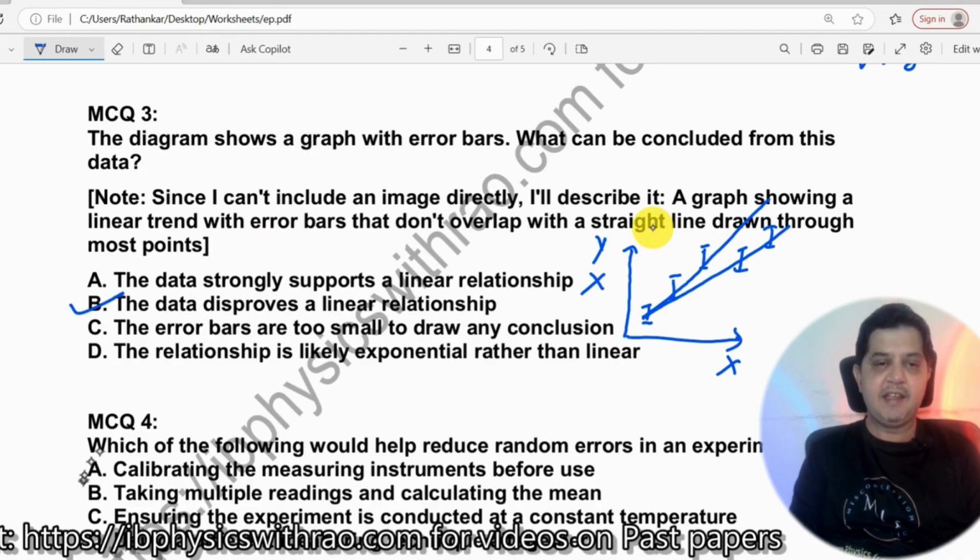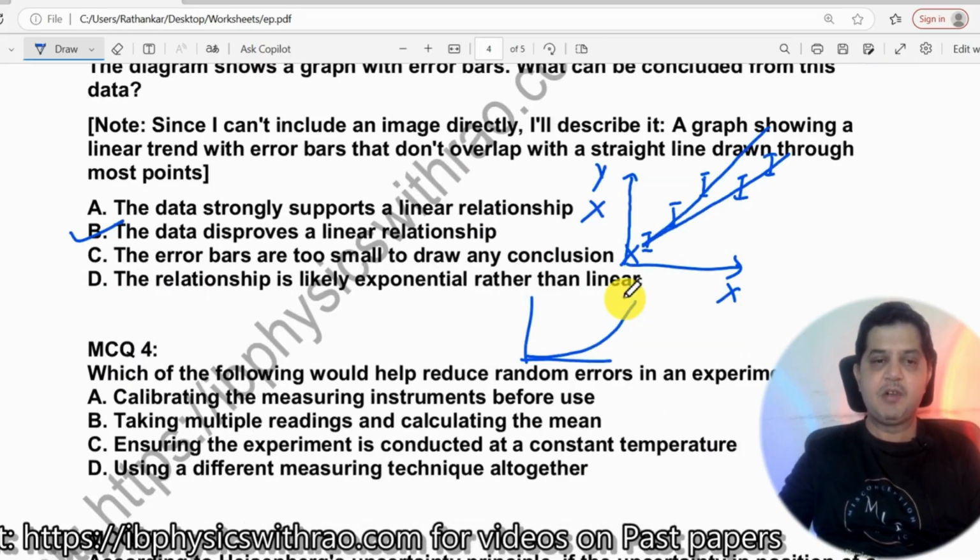B is definitely right. The error bars are too small to draw any conclusion. No, there are some error bars being observed, but unfortunately a straight line does not pass through all the error bars. So this is incorrect. The relationship is likely exponential rather than linear. If I had shown you a graph like this, then you could say this is exponential. But of course, it is not like this. The graph is shown like this. Maybe if I had shown you the graph over here, you could conclude it in a better way.